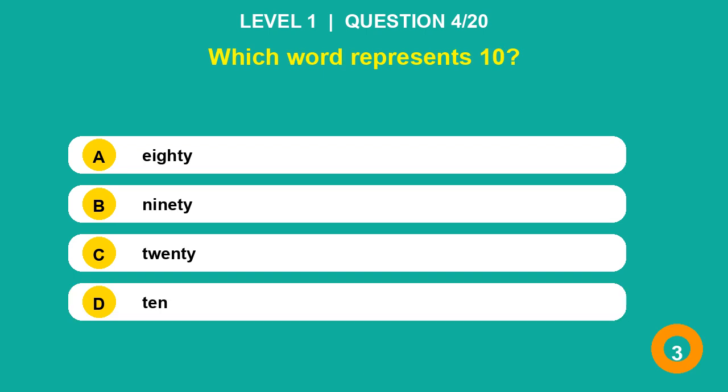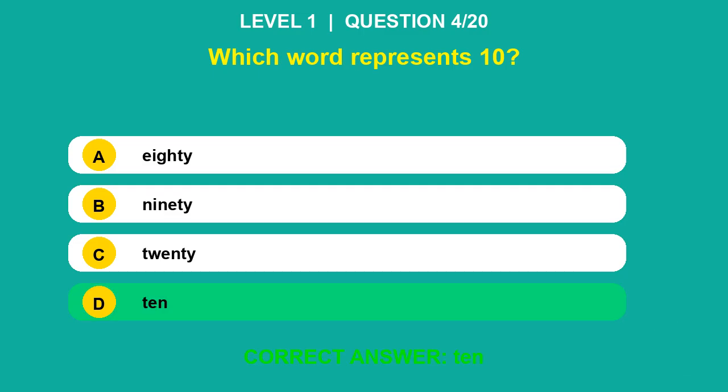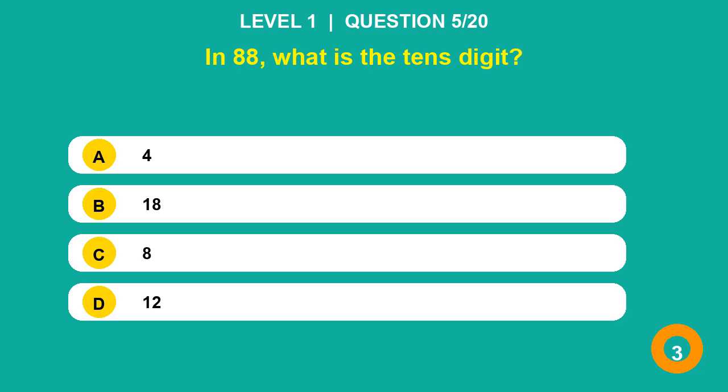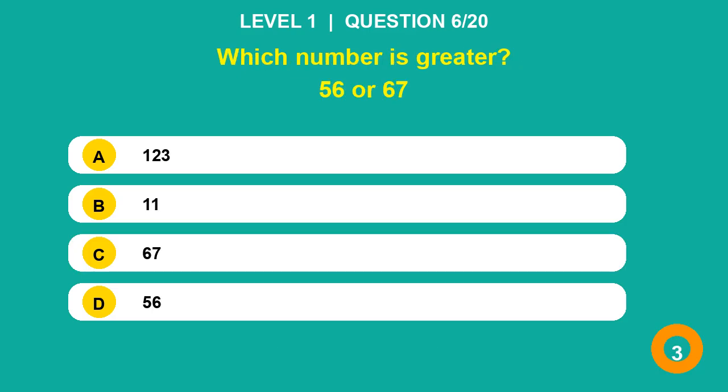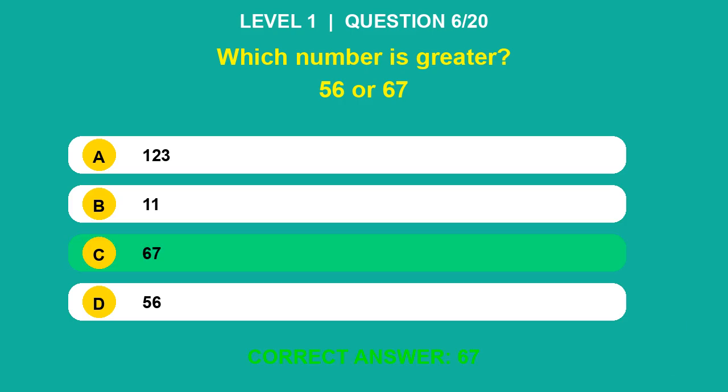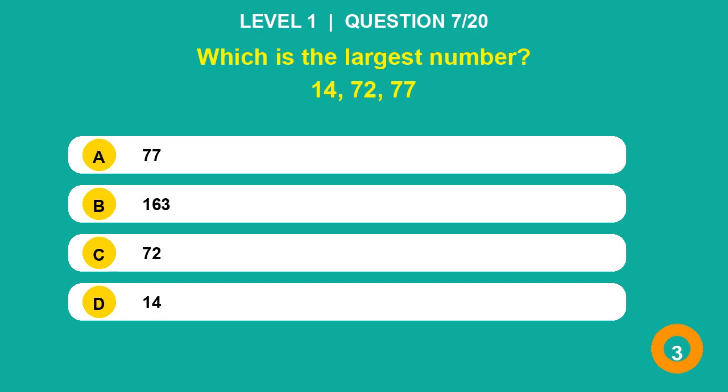Which word represents 10? Answer is 10. In 88, what is the tens digit? Answer is 8. Which number is greater? 56 or 67? Answer is 67.